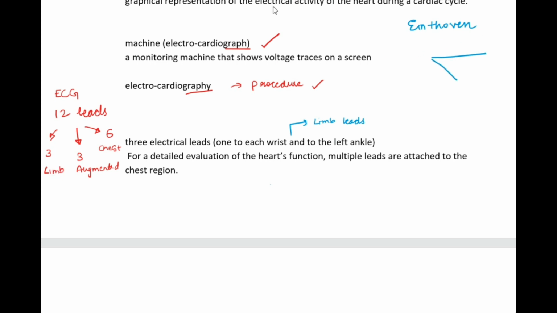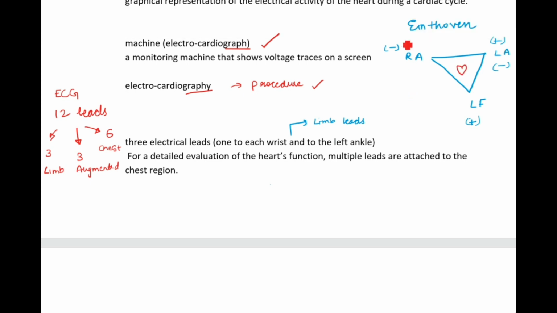One lead is on the right arm, next on the left arm, and the other terminal connected to the left foot. Remember that the right arm is always the negative terminal and the left foot is always the positive terminal. The first lead, lead 1, is from the right arm to the left arm.